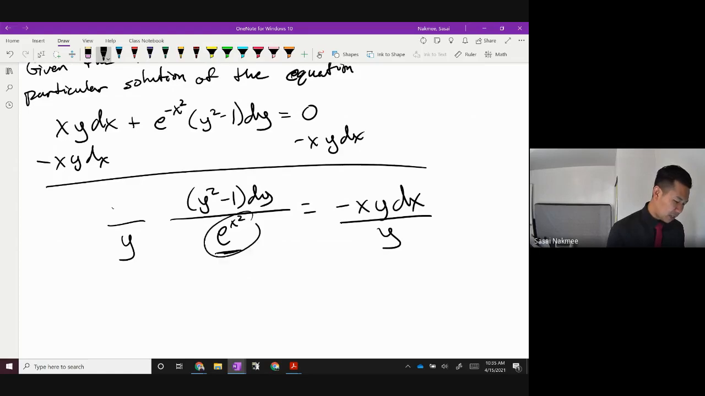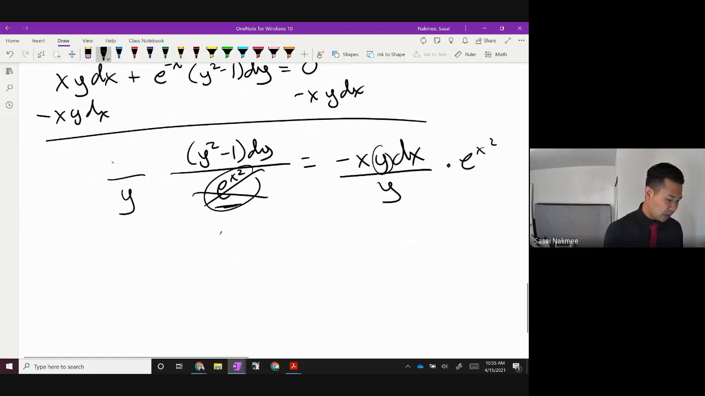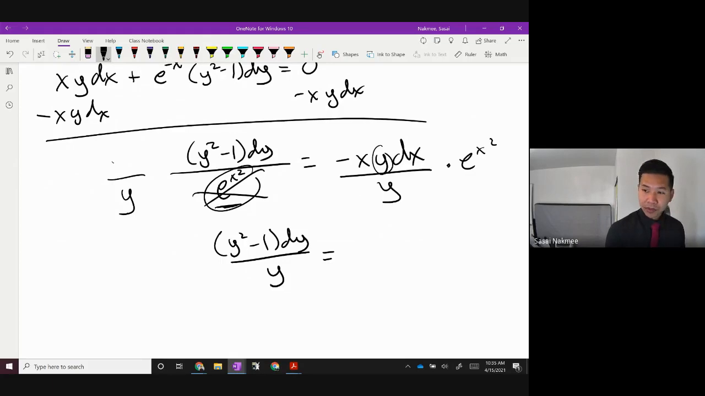I'm going to basically multiply this up over here, and divide this side down over there. I'm pretty much going to cross multiply that over like so. So multiply this over here, e to the x squared, and that's going to cancel out with this e to the x squared right there. So I end up with my new equation: y squared minus 1 dy over y is equal to negative x e to the x squared dx.